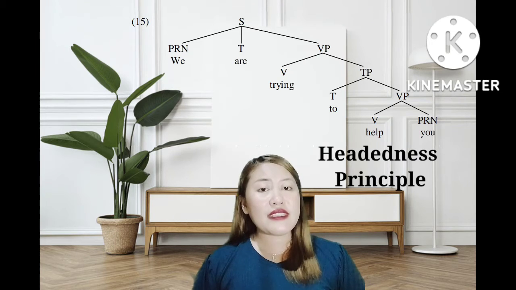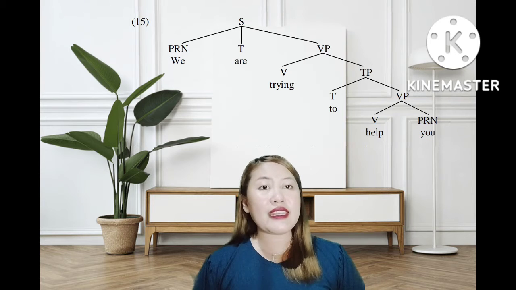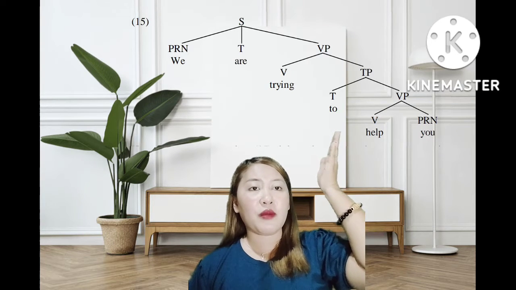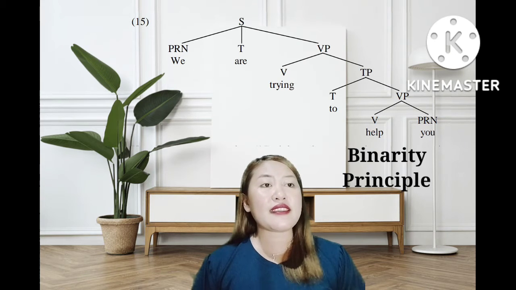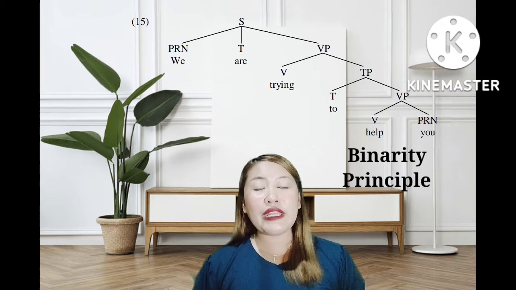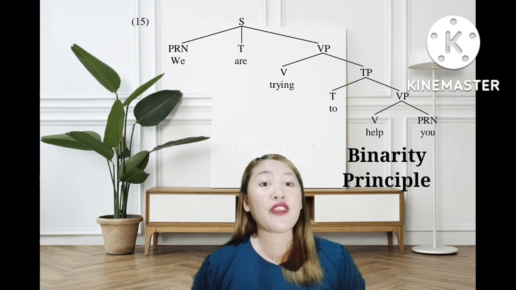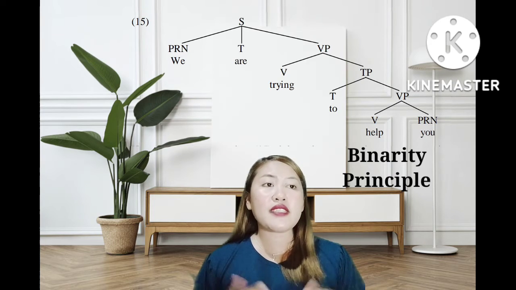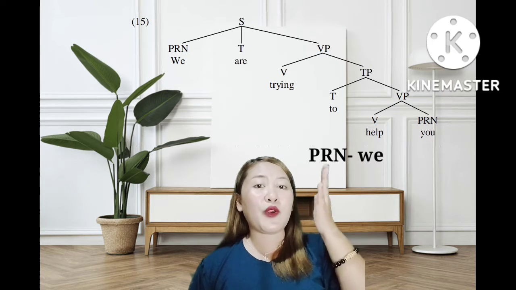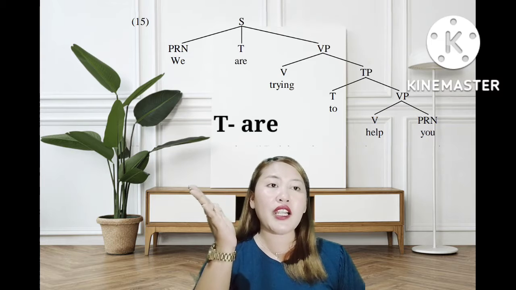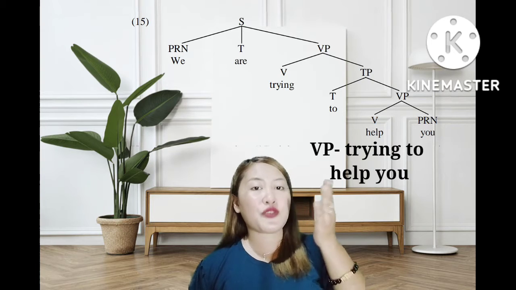In that analysis, we are trying to help you is a structure which has no head of any kind. Likewise, the sentence analysis in the tree diagram above also violates the binarity principle, in that the sentence constituent we are trying to help you is not binary branching, but rather ternary branching, because it branches into three immediate constituents, namely the pronoun we, the tense are, and the verb phrase trying to help you.